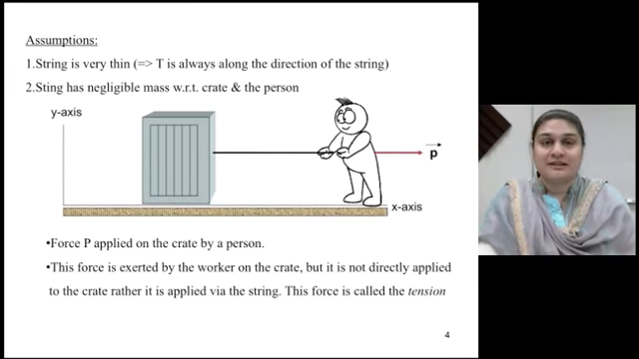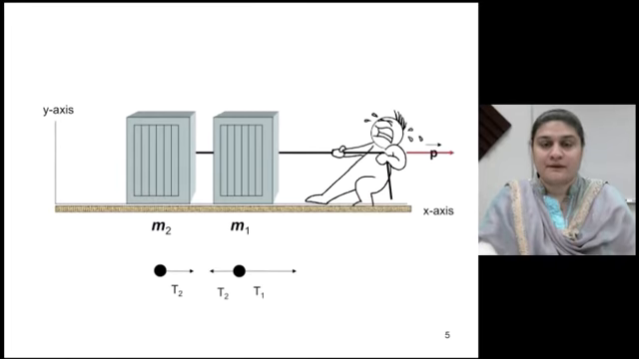So basically the idea is tension is a pulling force. You cannot push with this force. Now, what happens if you have two masses, m1 and m2, and a person is trying to pull them? Again, note what is going to happen. The person is pulling with the force P. He now has to apply more force.